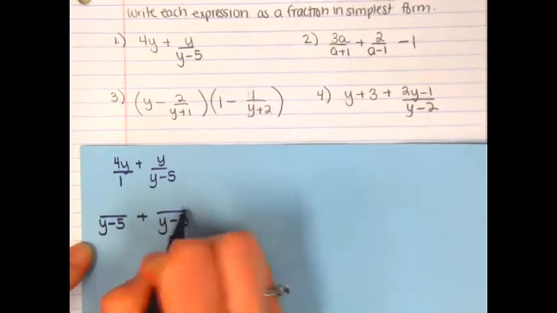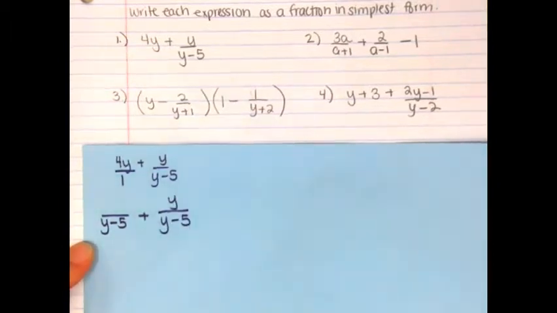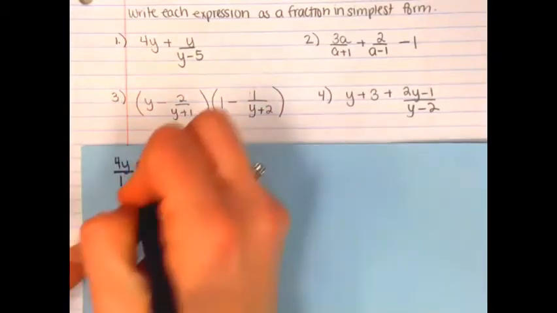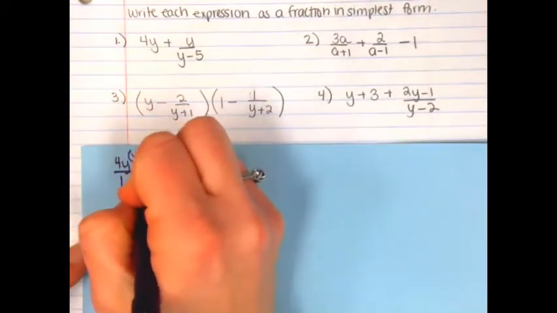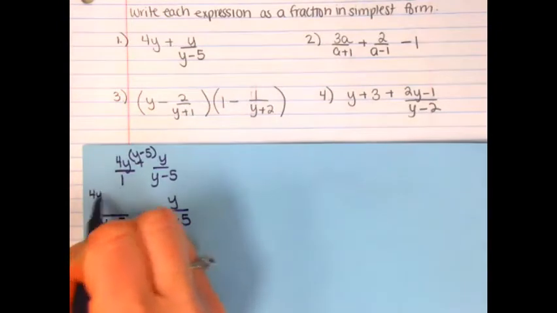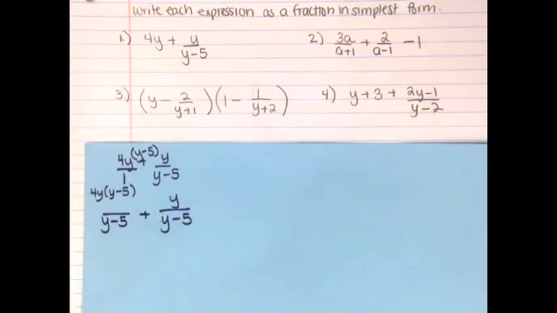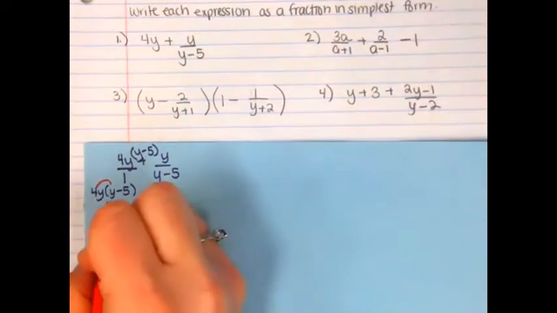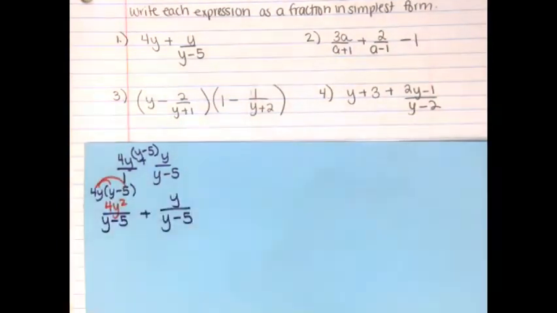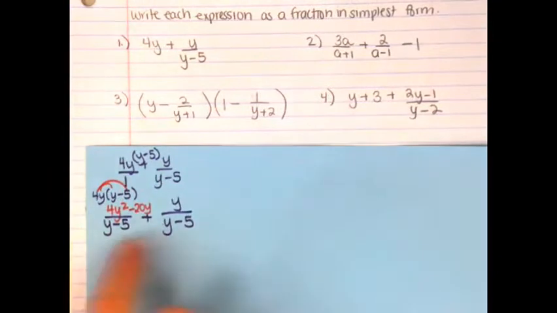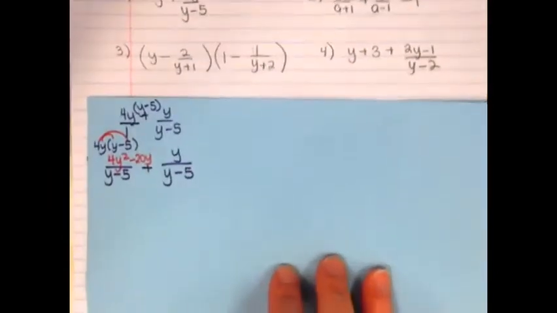The nice thing is the first one is already that way, so I'm going to leave the y on top. Now, the second one here, what did I multiply 1 by to get to y minus 5? Y minus 5, right? So I need to multiply the numerator by y minus 5. So if I'm taking 4y times y minus 5, what do I have to do with that? Multiply it to distribute, right? What's 4y times y? 4y squared. And what's 4y times a negative 5? Negative 20y. Okay. And now we have common denominators, so we can go ahead and add our numerators, right?